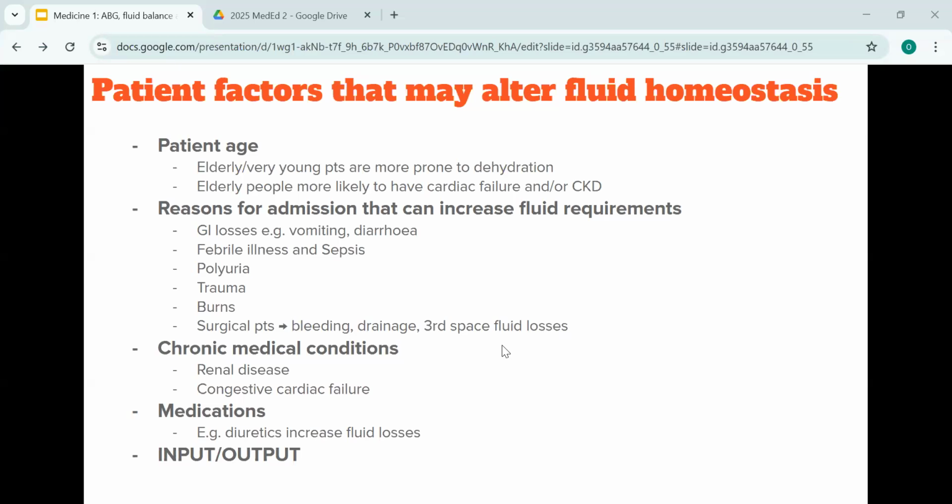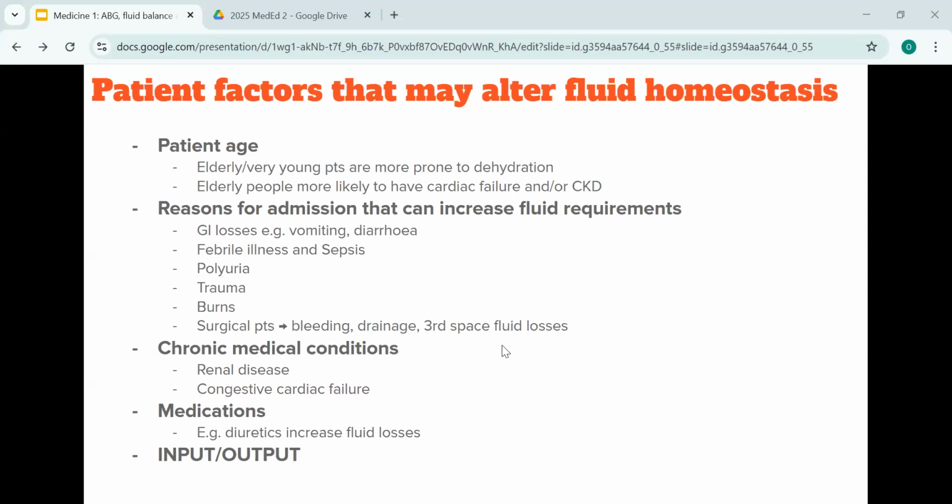Just a note about input and output. It's so important to have an accurate record of fluid input and output. Now, input involves not only the amount they're drinking, but also whether they're on nil by mouth or whether they're having IV fluid therapy as well.